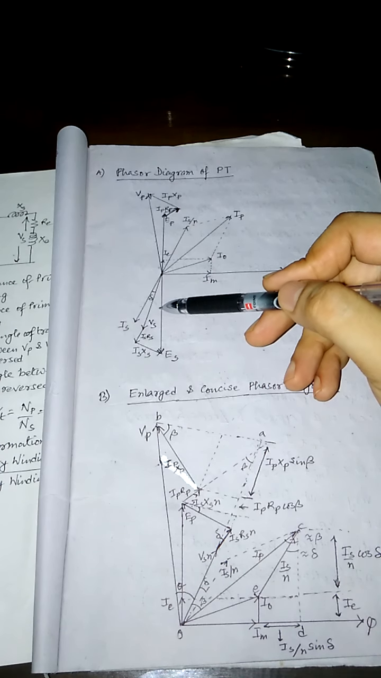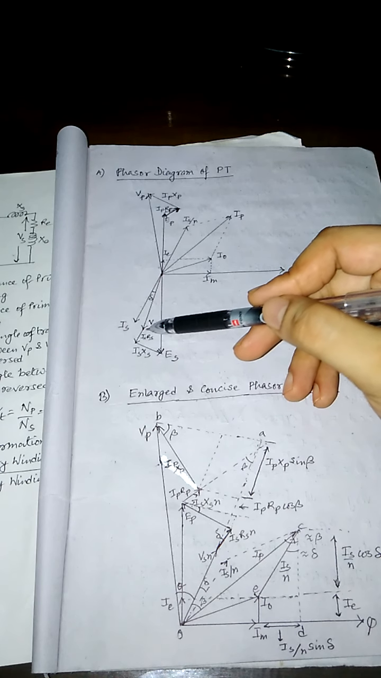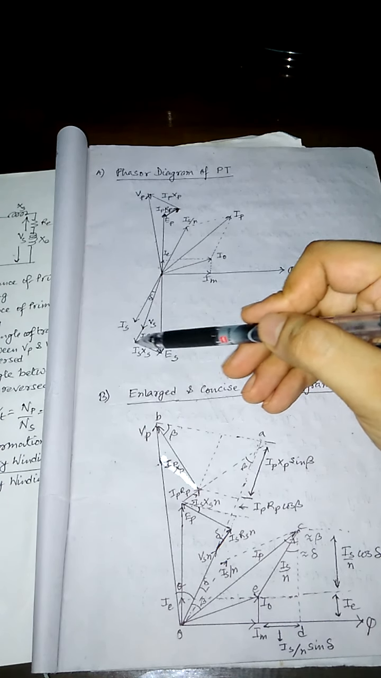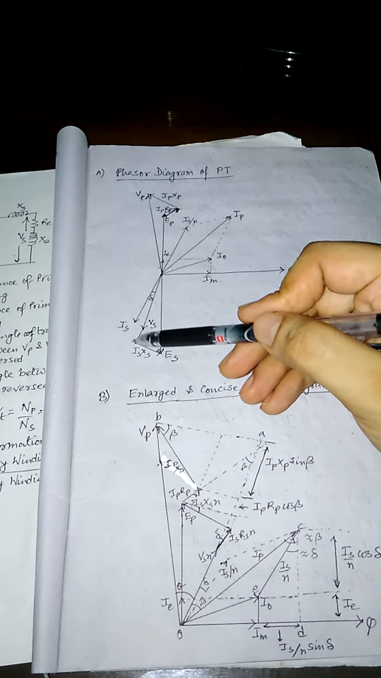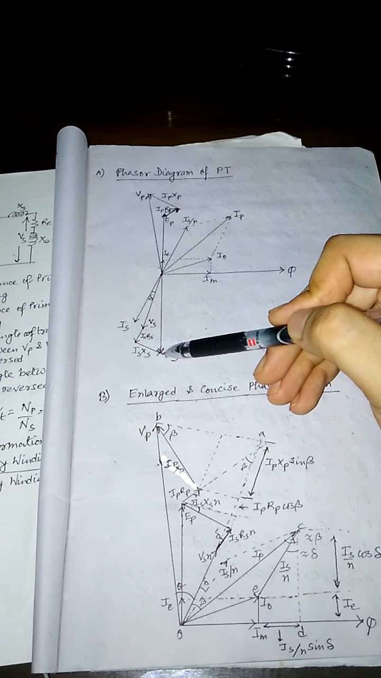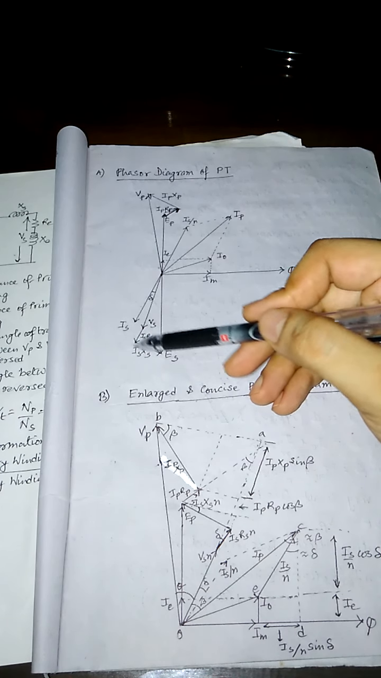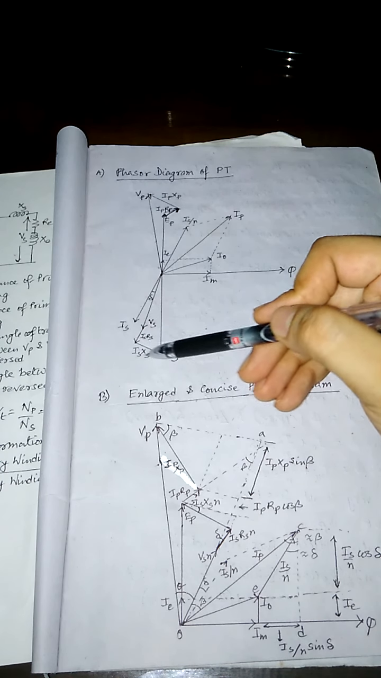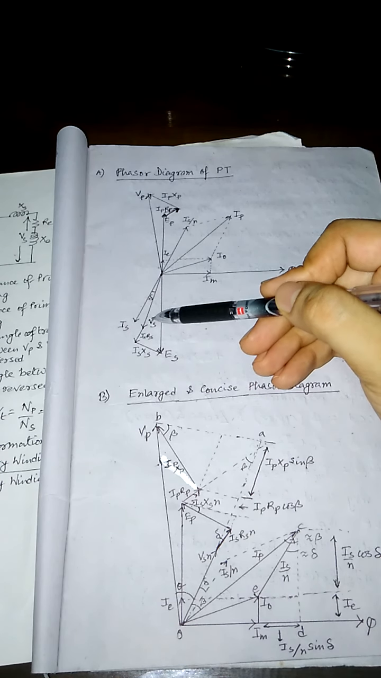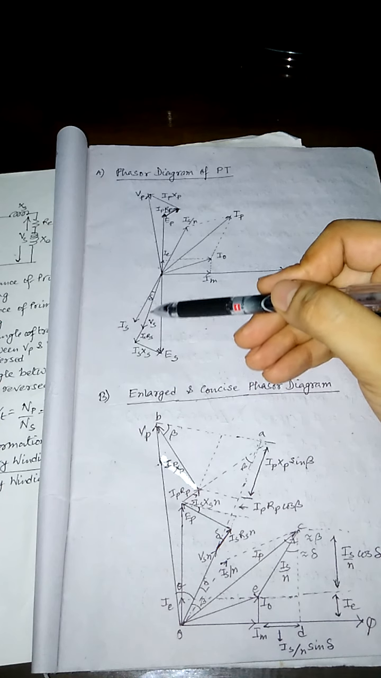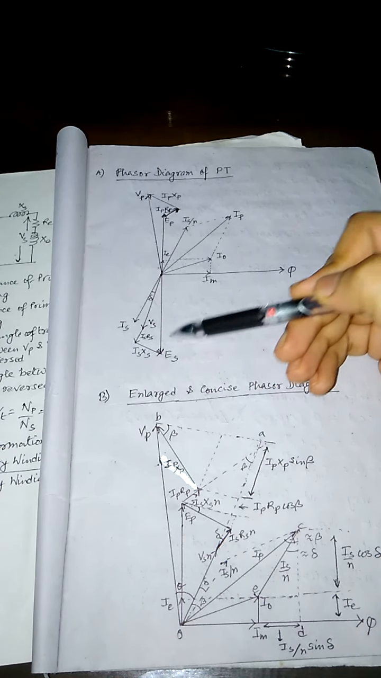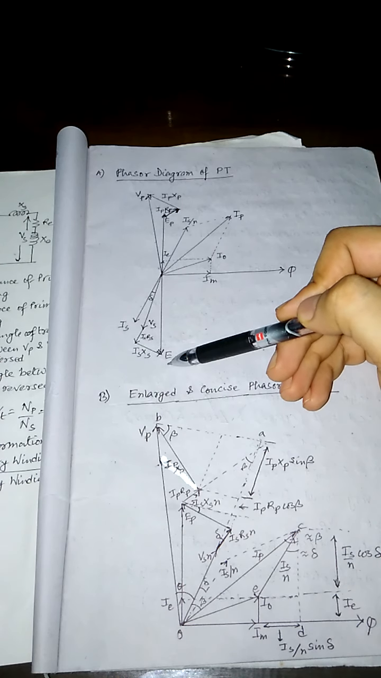So Vs and Es are related as follows. This is IsRs, the voltage drop across the resistance, and this is IsXs, the voltage drop across the reactance Xs. Considering Vs, IsRs and IsXs together, we actually get Es.